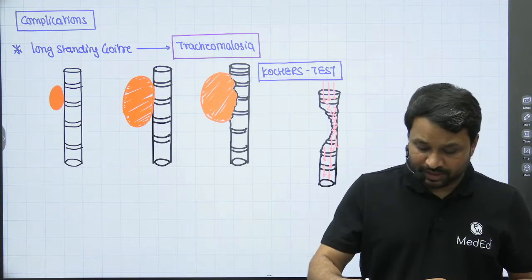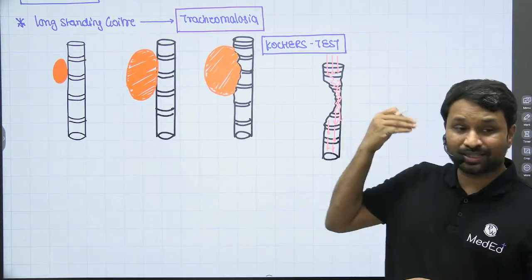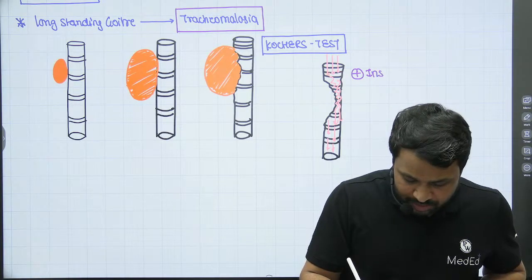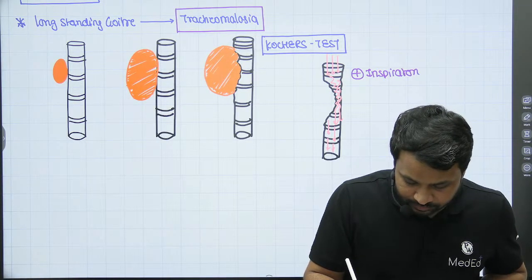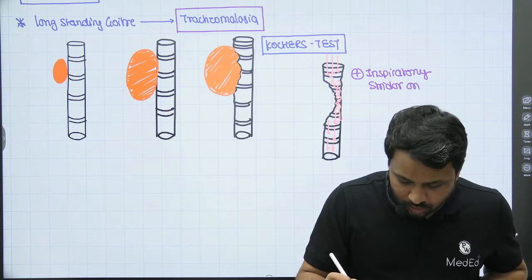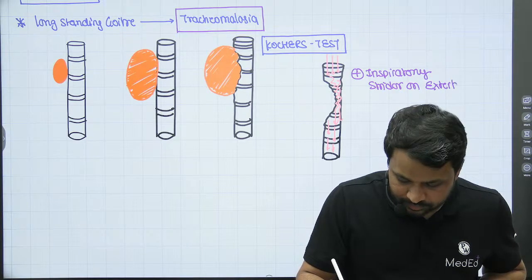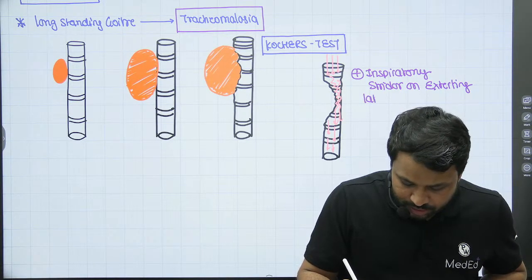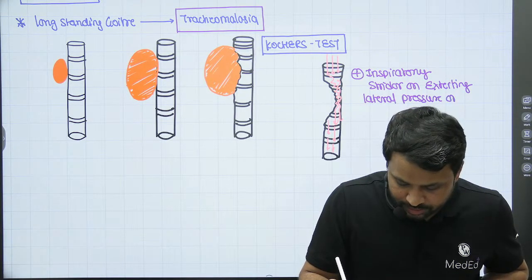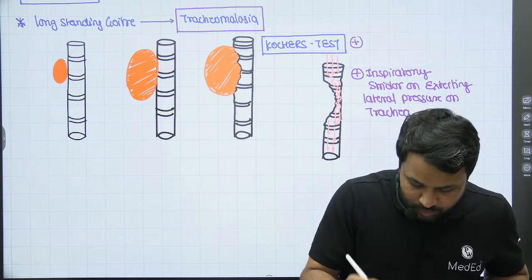And if the flow becomes turbulent, what is going to happen? During inspiration, I will be able to hear this noise. And this is what we call the presence of inspiratory stridor on exerting lateral pressure on the trachea. On exerting lateral pressure on the trachea is what we call the Kocher's test positive, right?